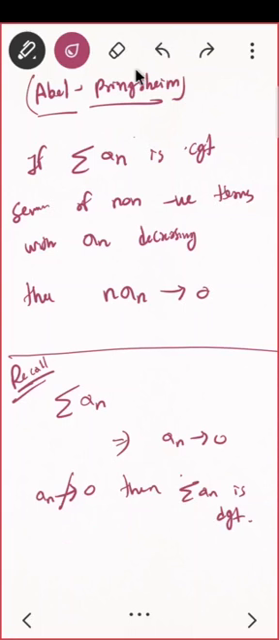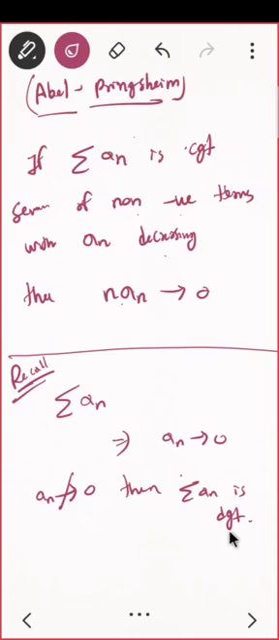And what this is saying is that en goes to 0, and n times en also goes to 0. That is quite a special one. If the summation of en is convergent and your sequence is of non-negative terms with en decreasing, then n times en also goes to 0. Is that okay? Okay, good.